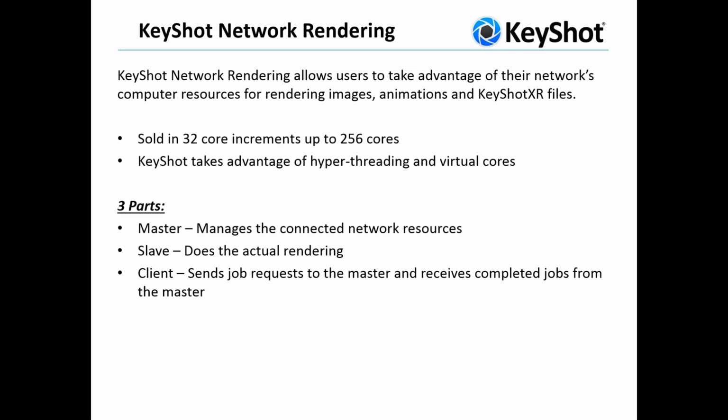You can take advantage of the network rendering. This allows you to take advantage of all your computer resources on the network. Say I want to use more than the cores that I have on my machine. I can access my network to use and take advantage of the other machines on my network to help process my renderings. Of course, there are 3 parts to this. There's a master, there's a slave, and there's a client as part of this network rendering structure.